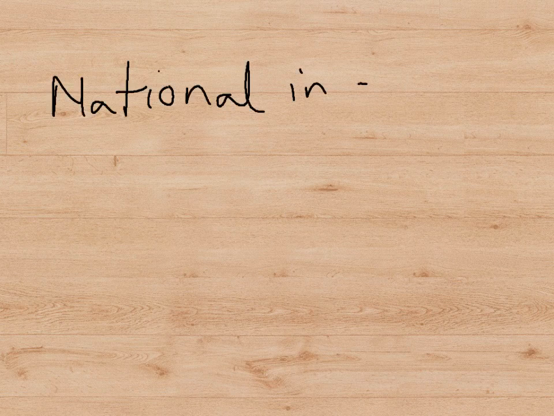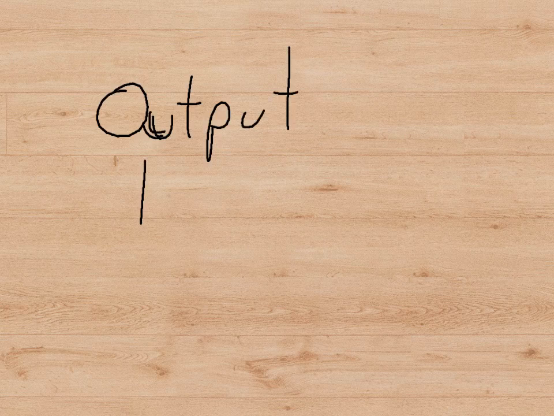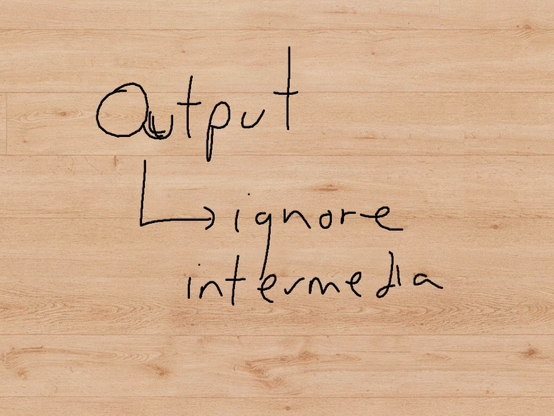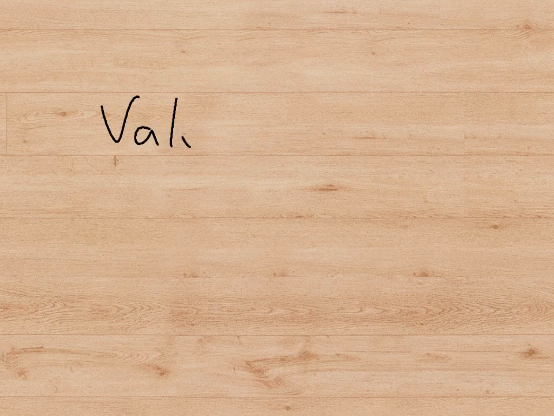So let's wrap up by looking at what we have discovered in this presentation. The first thing we have seen is that national income is identical to national output, or the value of national output. And both of these things can be symbolized by the letter Y. The second thing we have seen is that in measuring the value of national output in the economy, we must ignore all intermediate goods. There are many intermediate goods that form part of what we call the final goods. But we ignore the intermediate goods and their value and only look at the value of what we call final goods.